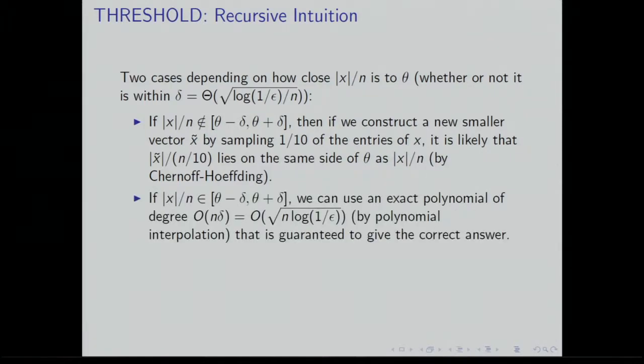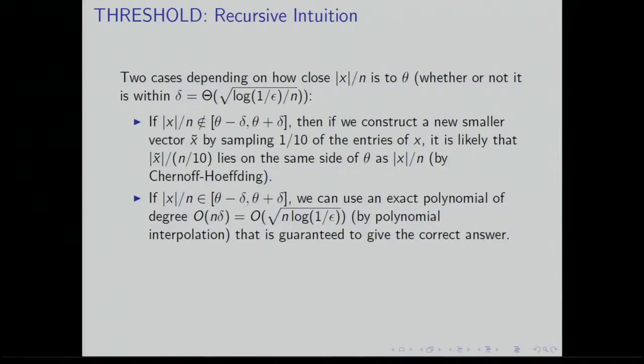And then if the fraction of ones in our vector is really close to the threshold, then intuitively there's not anything really great we can do. If we try to do something randomized, we're so close to the threshold that we might miss a single one and everything will go wrong. So here we're just going to use an exact polynomial that you can get by interpolation of degree n times delta, which turns out to be root n log 1 over epsilon, for the threshold function. So we're just going to have a polynomial which is exact and is guaranteed to give us the right answer on these inputs.